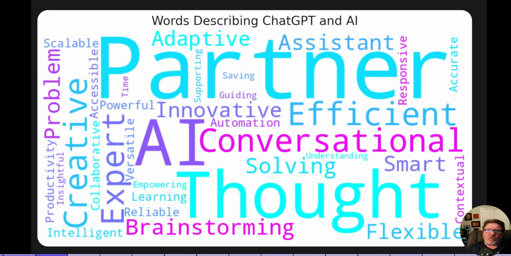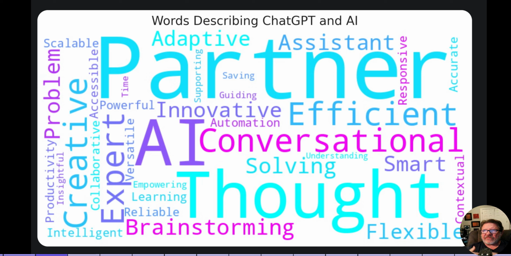So if we take a word cloud and you ask anyone involved in AI to describe AI, these are some of the words that they come up with. And a big one on this word cloud is partner, and assistant, and conversational, and brainstorming, and thought, and creative.